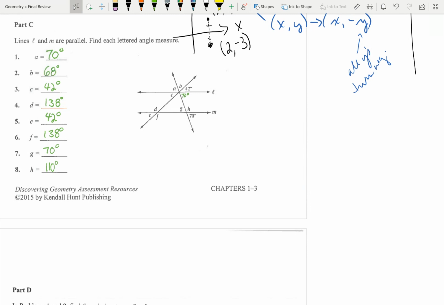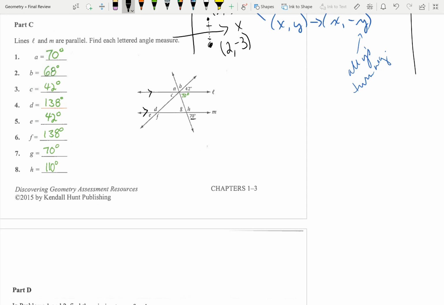Next is lines L and M are parallel. Find each lettered angle measure. So first of all, we can find that these are parallel, so let's go ahead and mark them parallel. I'm starting out with 70 degrees down here, and I know that A is what's called an alternate exterior angle to 70, so A is 70.